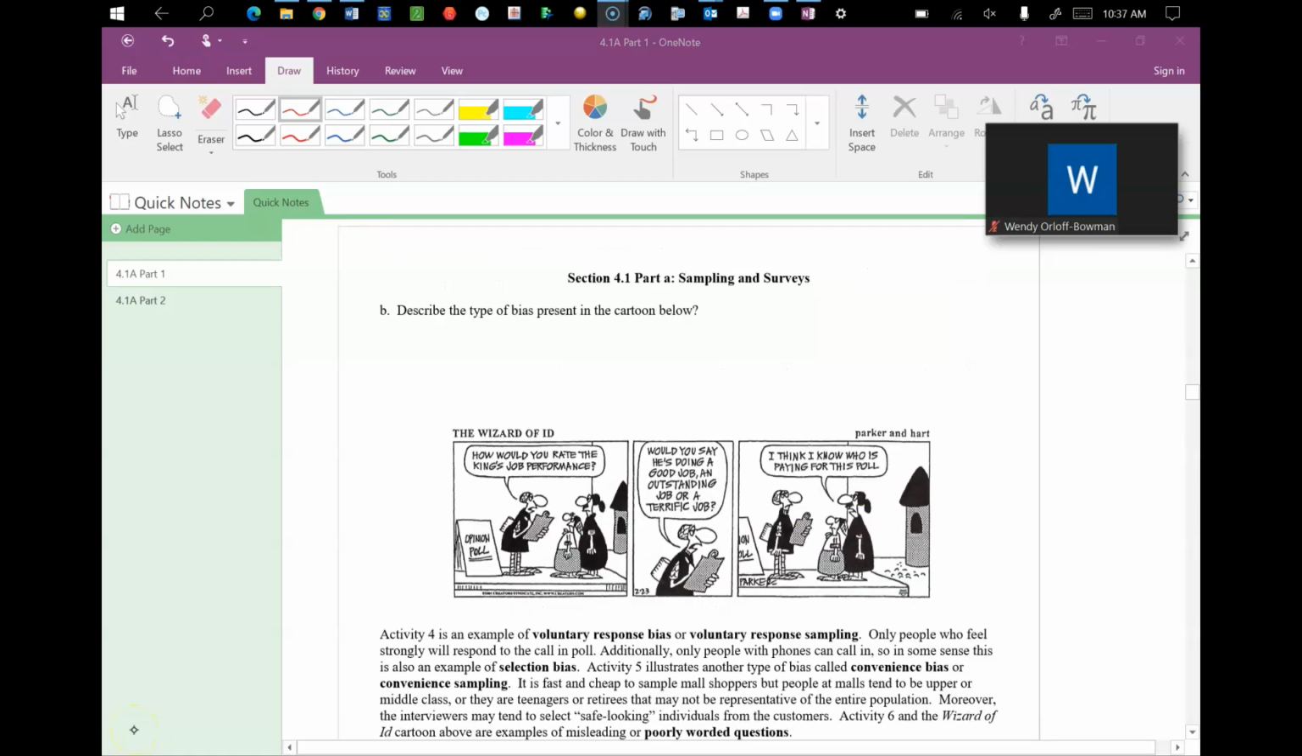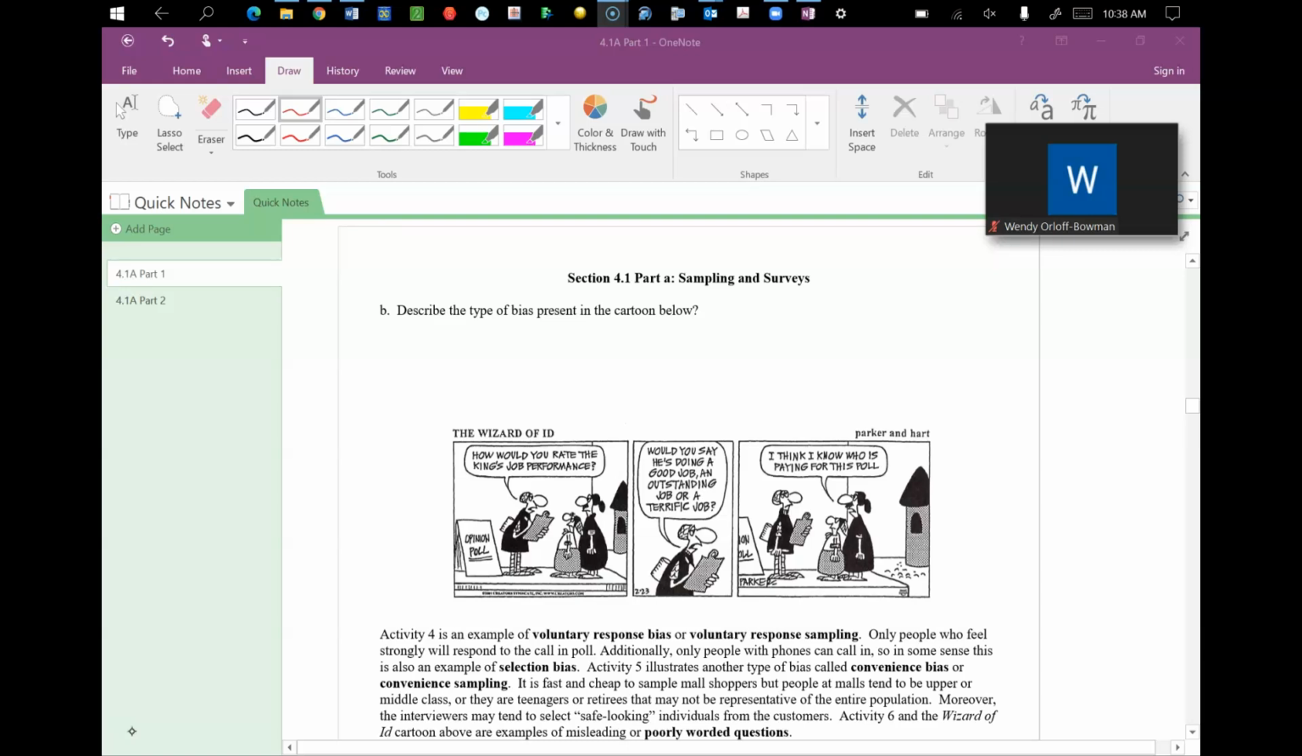Take a moment and read this Wizard of Id cartoon and then answer the question above. Describe the type of bias present in the cartoon below. So let's say in this cartoon, the person doing the survey is actually randomly selecting the subjects. Well, we've done what we can to avoid a selection bias there. But if you notice, the choices for the survey are going to lead to a response bias.